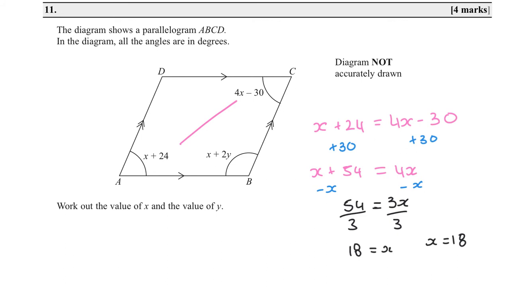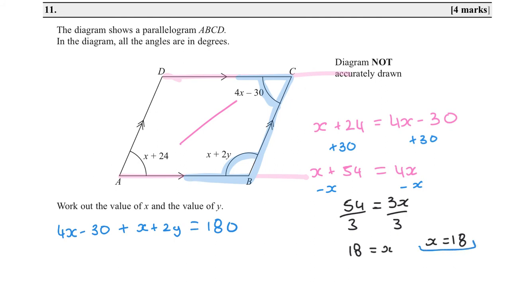Then we know the angles in parallel lines. Okay, if you think this line is parallel to this line, what we have here is co-interior angles. So this one plus this one equals 180. So I'm going to write down that equation. 4x minus 30 plus x plus 2y equals 180. Now we know that x is 18, so everywhere there's an x, I'm going to substitute in 18. 4 lots of 18 minus 30 plus 18 plus 2y equals 180.